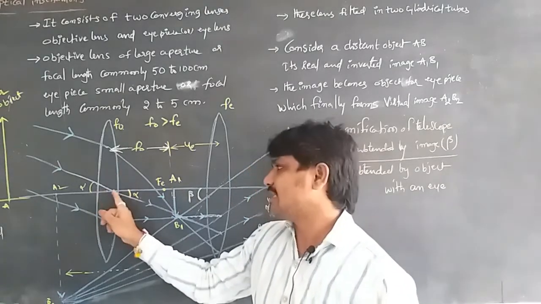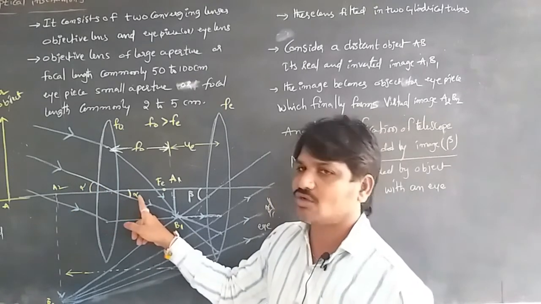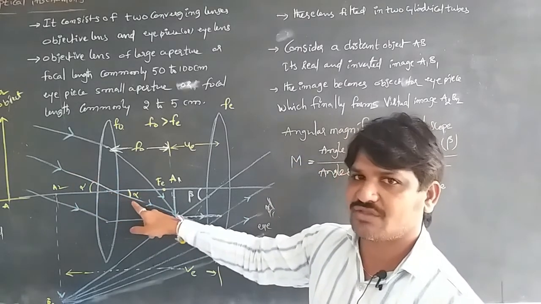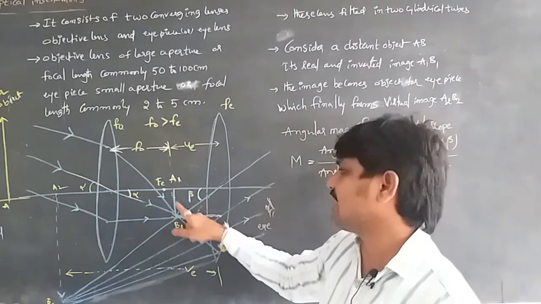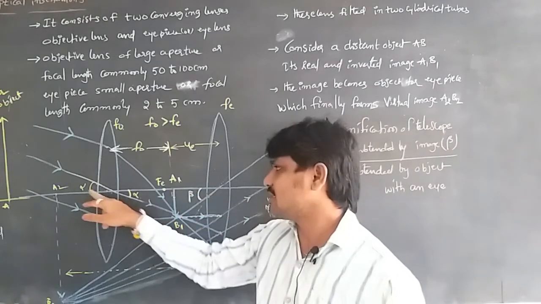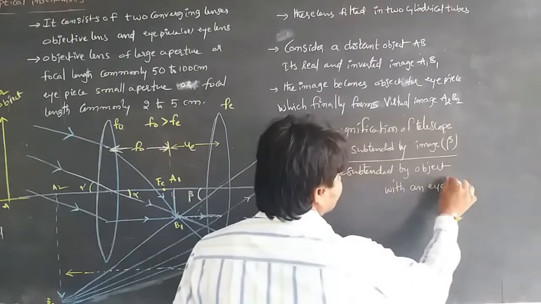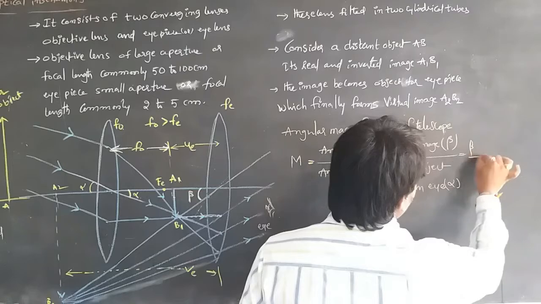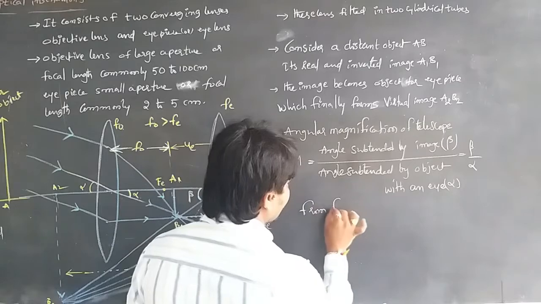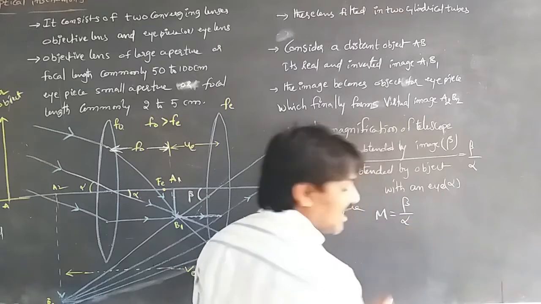When the eye is placed near the lens, this is the angle alpha, and this is also alpha, because the ray moves through the center of the lens without any deviation or refraction, along a straight line, and forms the image at A1 B1. From the figure, we can write that m is equal to beta by alpha.